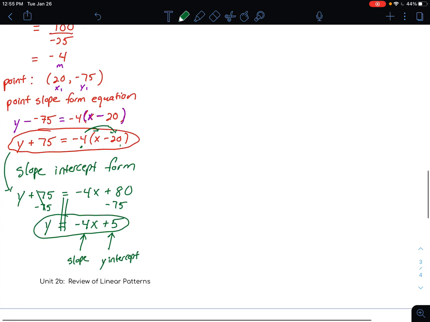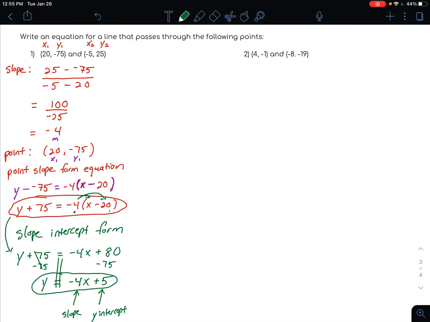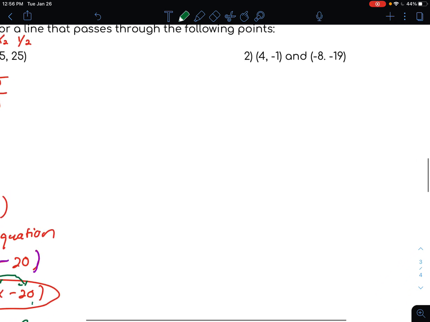Now it'd be great if you guys could try the one over on the right side here. So if you want to pause the video and try it on your own here first, that would be awesome. So go ahead and pause now. And then I will go ahead and work it through and you can check your answers.